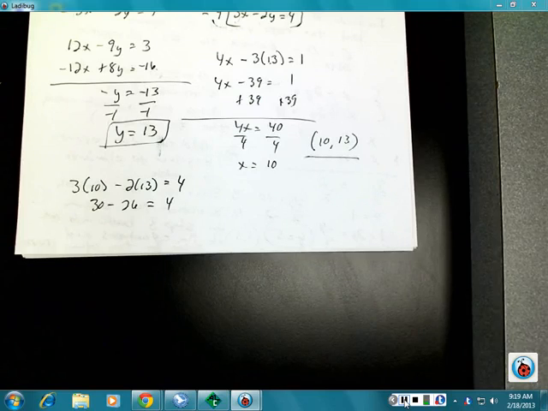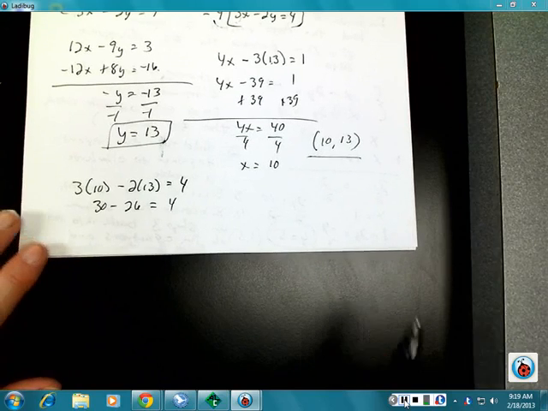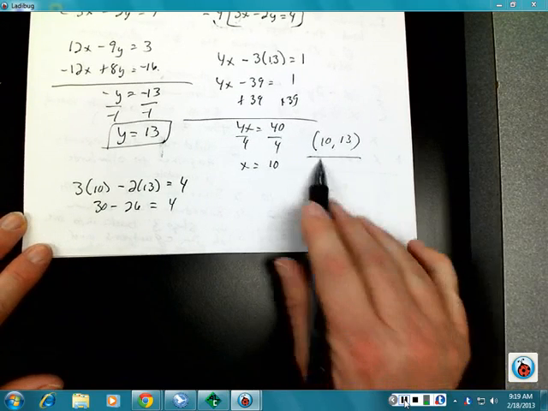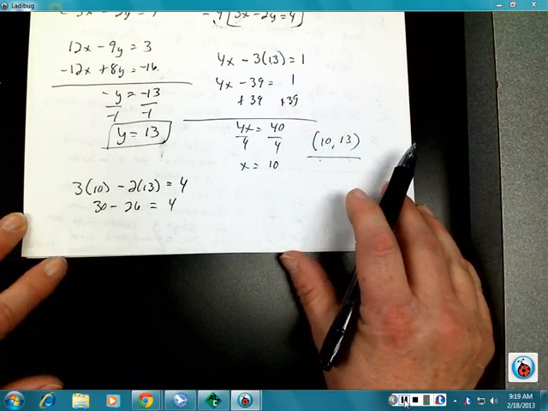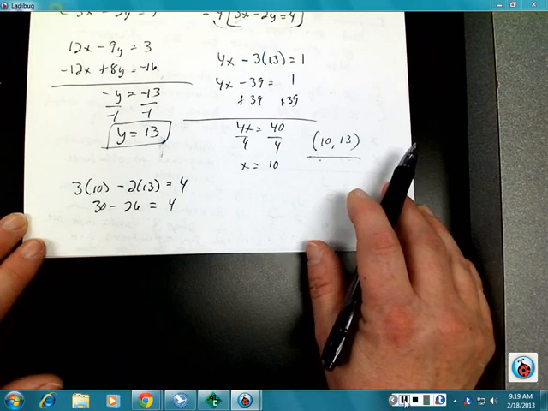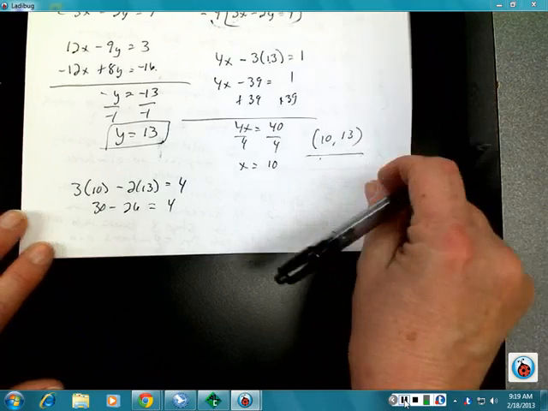Just don't get your infinite and your no solutions backwards. Make sure you keep those two straight. But if you get an answer in there, you're going to come up with what your value will be. Okay? Yes or no? Okay. Let's see what we can do with another one here.